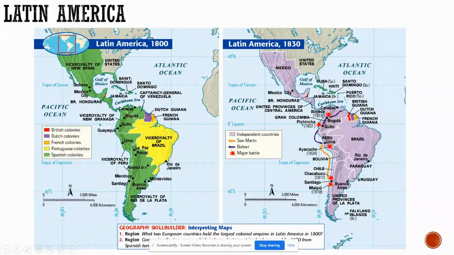So here's a good picture of Latin America in the 1800s, before all the different independents. So you had Spain, which is everything in green, and then you have Brazil, and then you have the Dutch and the French that own these two small areas right here. And then by the 1830s, only 30 years later, these are pretty much all independent countries. You can see all the different battles and everything that were fought by Bolivar and those guys.